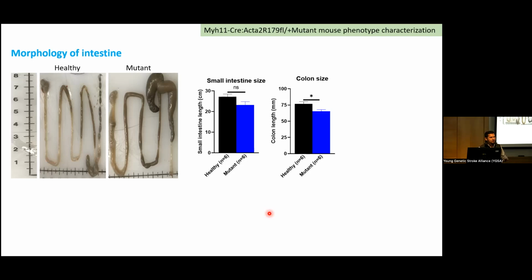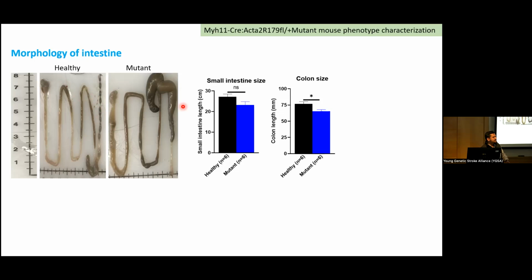When we open it up, we can see they have the small bowel from the stomach all the way. This big thing is called cecum. It looks very normal, but after the cecum, or including the cecum, all the way to the colon, it looks very dilated. You see the fecal pellet on the left panel. I'm saying this is the control mouse, all the way healthy, and the mutant means your ACTA2 mutant.